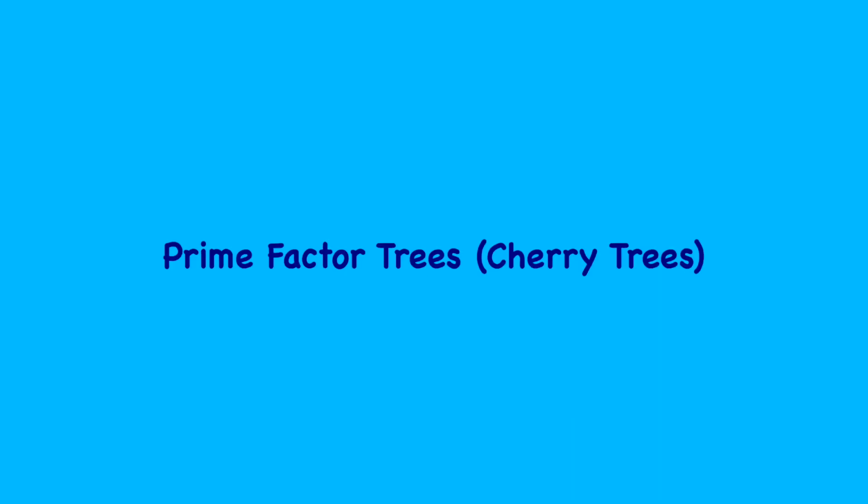Prime factor trees. Prime factor trees, or cherry trees as I like to refer to them, are used to find the product of prime factors of a number. This is exactly what the name suggests, a number broken down into prime numbers which when you multiply together give you that number.